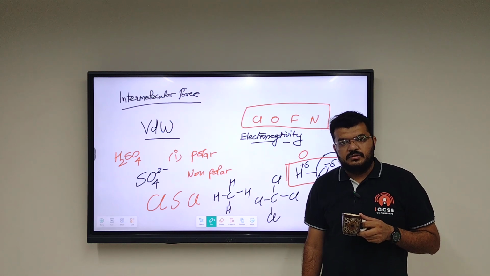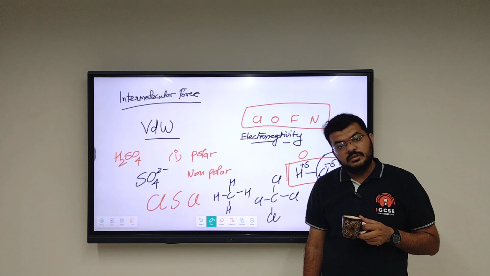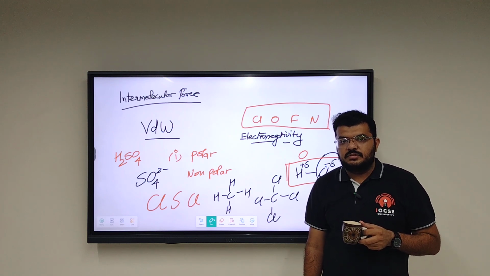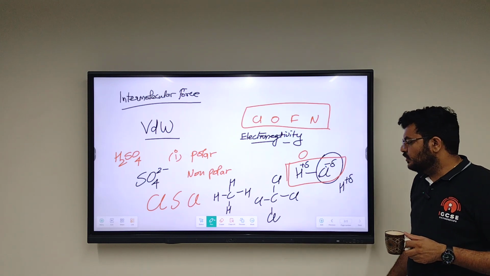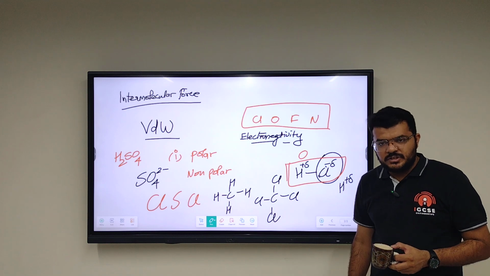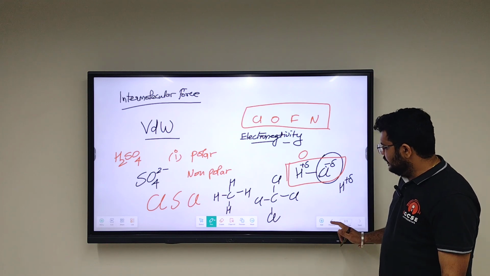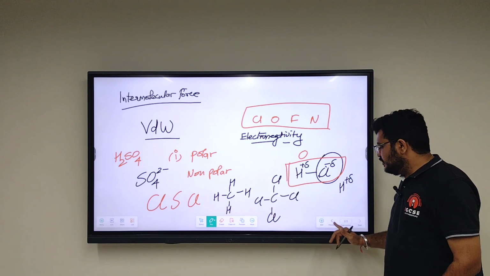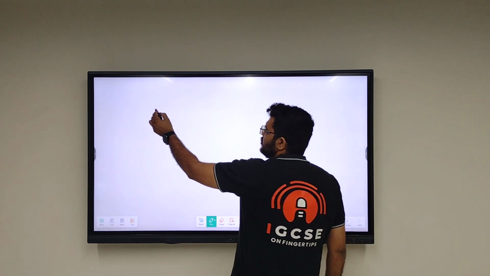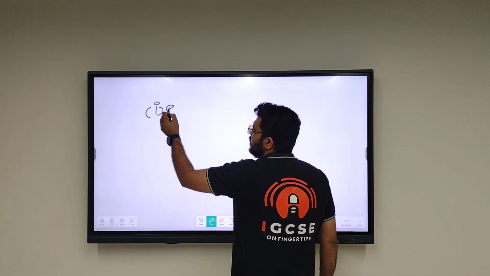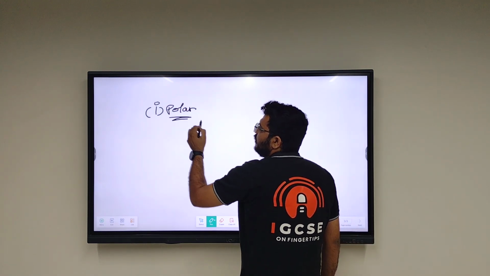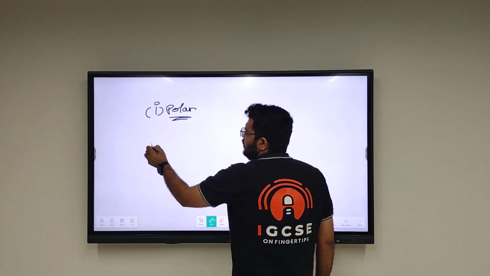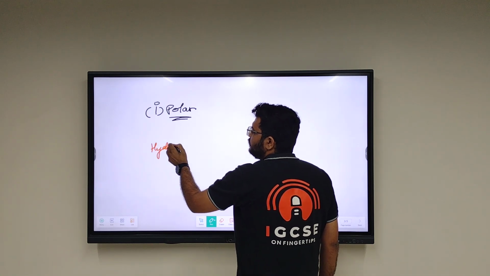Even something like CO2 is non-polar. So generally, looking at a molecule, you will be able to identify if it's polar or non-polar. If it is polar, it is obvious that there will be some interactions. One of them is hydrogen bonding.